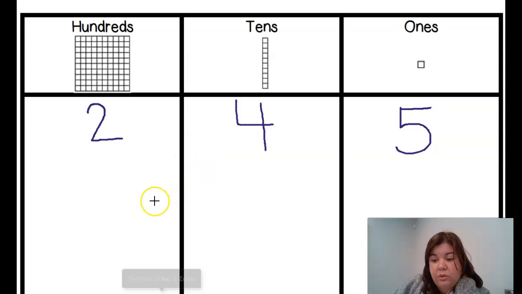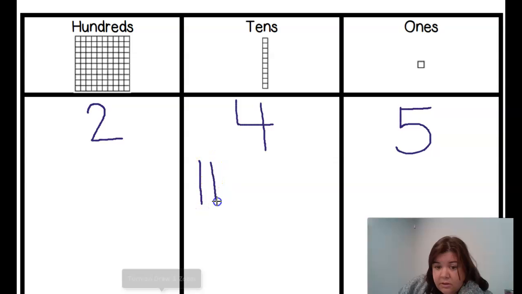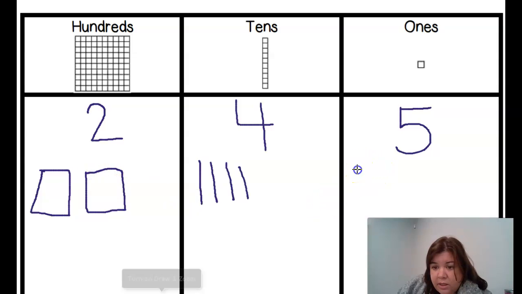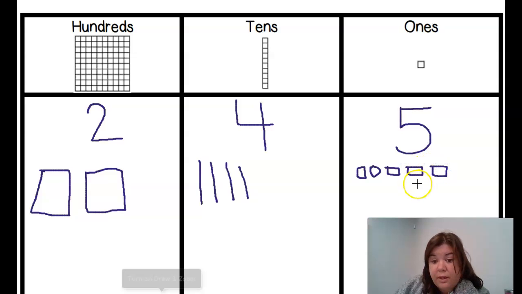Okay, and it wants to know what the value of the 4 is. So remember, we're going to have 4 of these rods. 2, 3, 4. In the hundreds, we're going to have 2 of these square things. I'm not very good at drawing squares on the computer, am I? And then we're going to have 5 little squares all by themselves. 3, 4, 5.